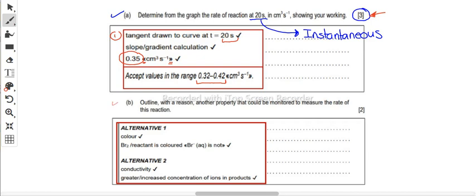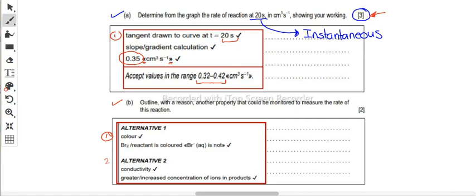Now, going through B: outline with a reason another property that could be monitored to measure the rate of this reaction. We have many different methods that can be used to monitor the rate of reaction, and we already discussed this before in Kinetics section part number 1 from the first video. So yes, you can go back another time. So I have here 2 alternative methods. Number 1, I can use a colorimeter, which measures the change in color per unit of time, since we have bromine, which changes its color from reddish brown, or let's say orange, to colorless.